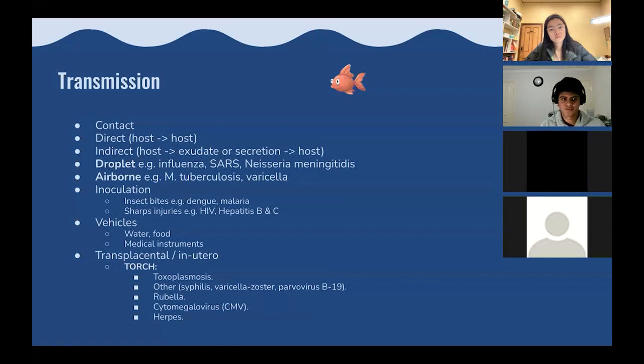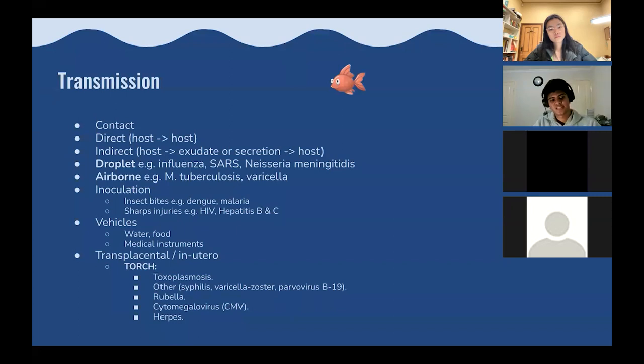Vehicles means water and food, so diseases that can be spread through water, found in water, contaminate water, or contaminate fruit. Salmonella, for example, can be found in chicken. If you don't cook it all the way through and then you eat it, you're probably going to get food poisoning because you're going to have salmonella.